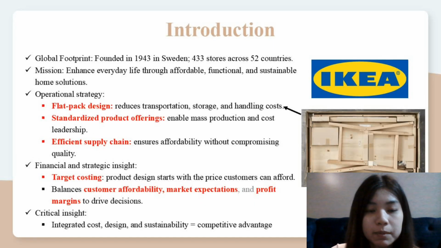Financially, IKEA applies target costing, starting product design with the price customer can afford. This balances customer affordability, market expectation, and profit margin, guiding key business decisions. In short, IKEA integrates cost management, smart design, and sustainability to maintain a strong competitive advantage in the global market.